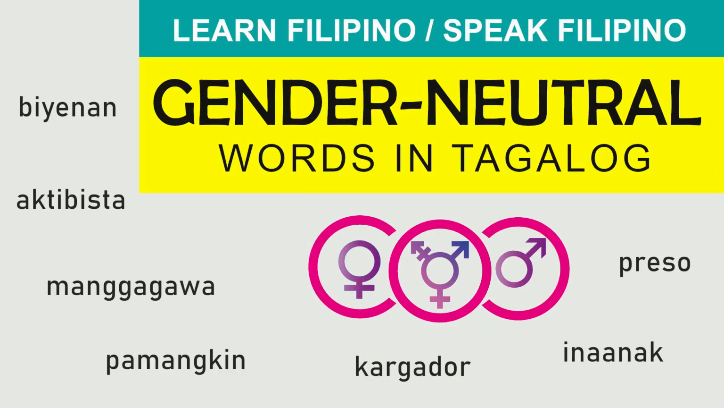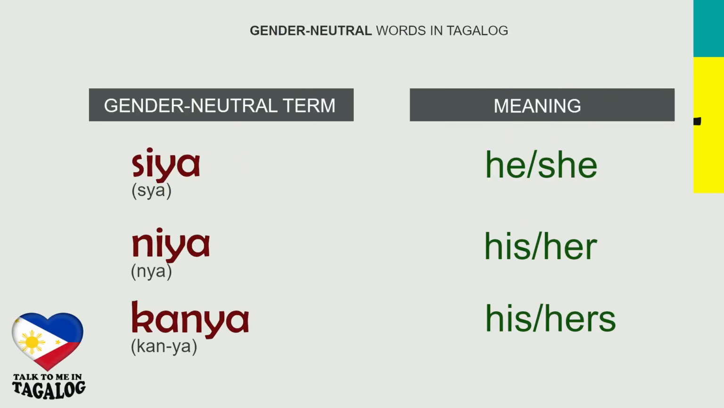This Filipino language lesson is about gender-neutral words in Tagalog. They are words that are suitable for, applicable to, or common to both male and female genders. Probably the most common gender-neutral word in Filipino is the pronoun siya. Siya, meaning he or she. So talking about another person in Tagalog is really simple, because regardless if the person is a man or a woman, you can use siya.